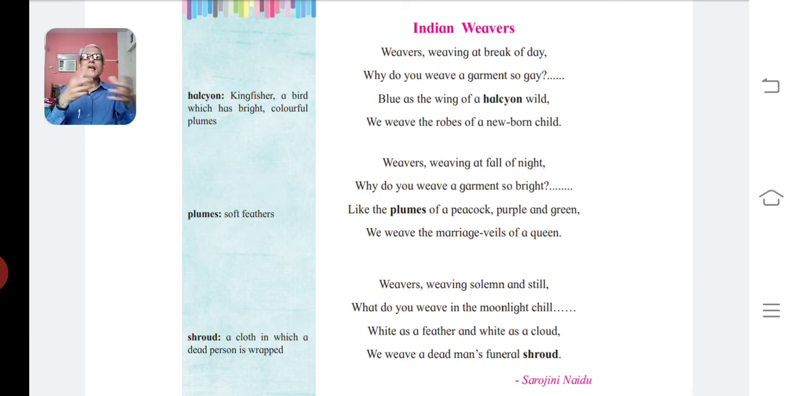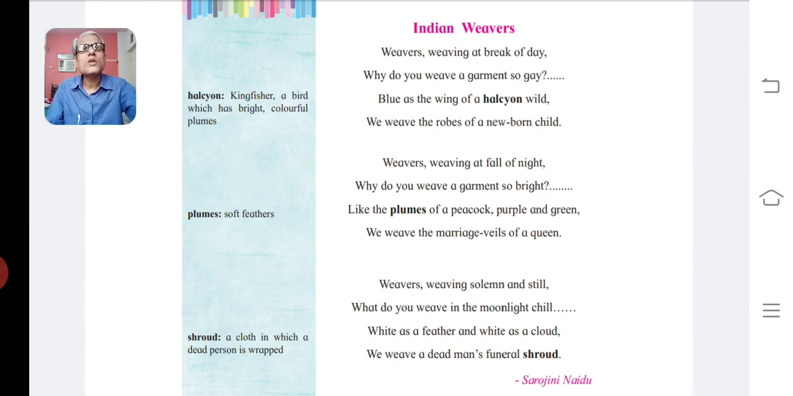Again, what is the rhyme scheme of the second stanza? The rhyme scheme of the second and the third stanza is also same. It is A A B B. So in this poem, the same pattern of rhyme scheme is used for all stanzas. So here we have finished rhyme scheme.